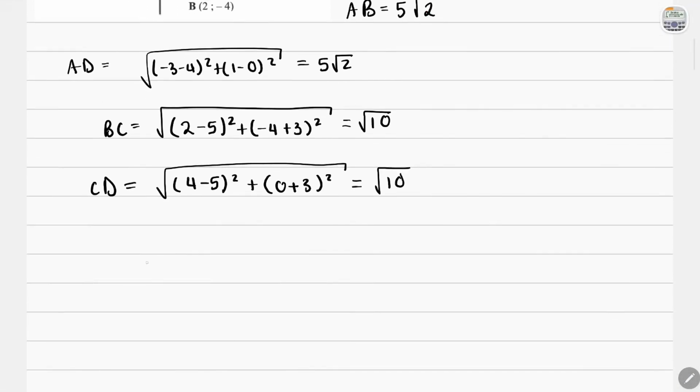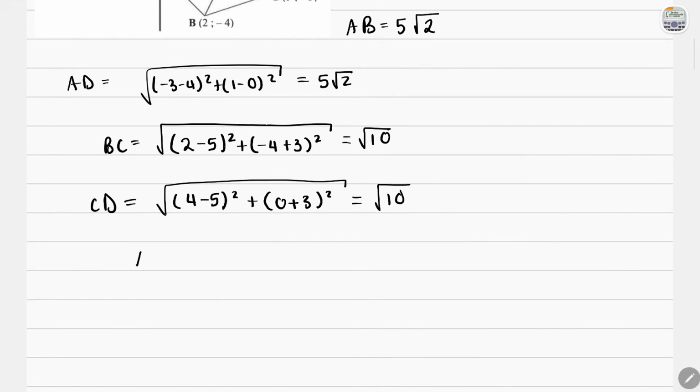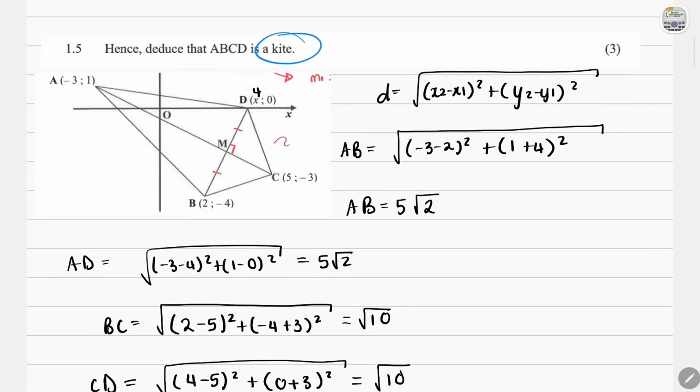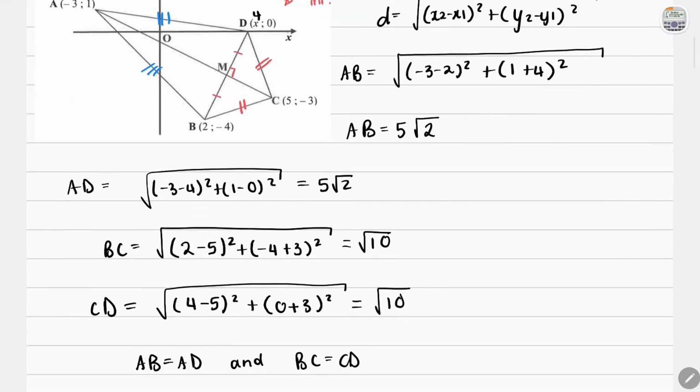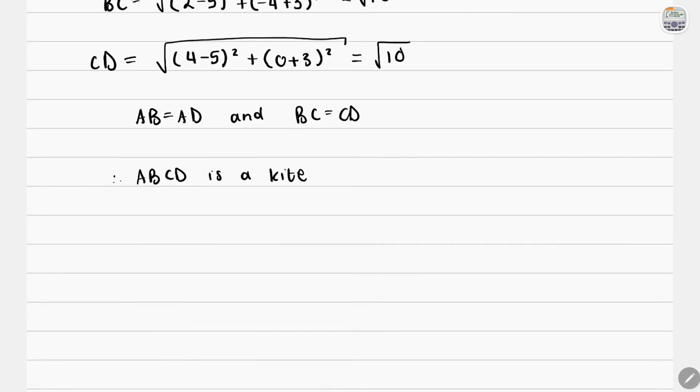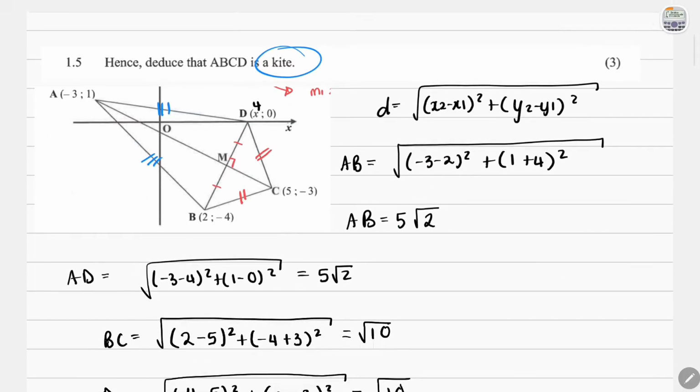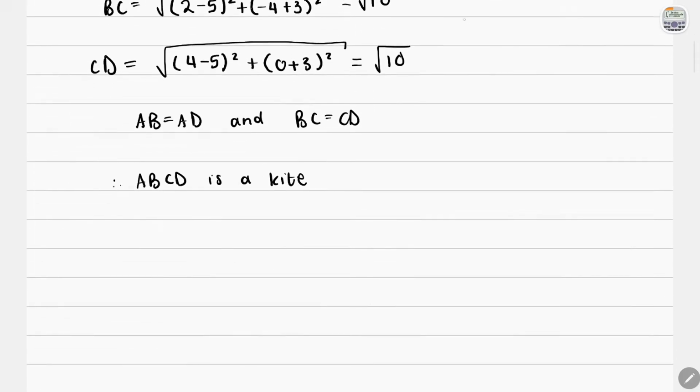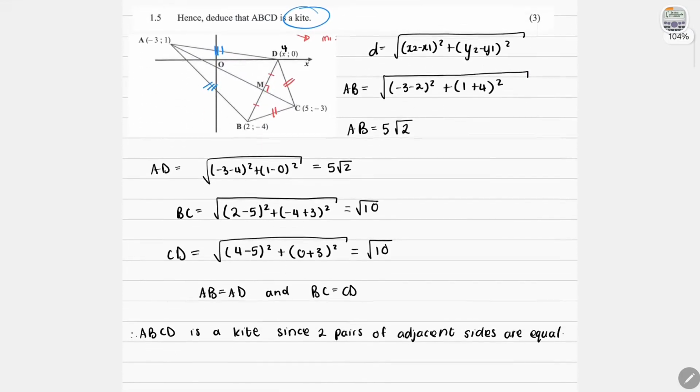Okay, so here's the thing. You see that AB is equal to AD. And BC is equal to CD. So since we have that, okay, we see that this is equal to this and this is equal to this, then this is a kite. So we can finally conclude that this is a kite. ABCD is a kite because we have each pair, or we can just say 2 pairs of adjacent sides equal. Okay, and that is our answer.